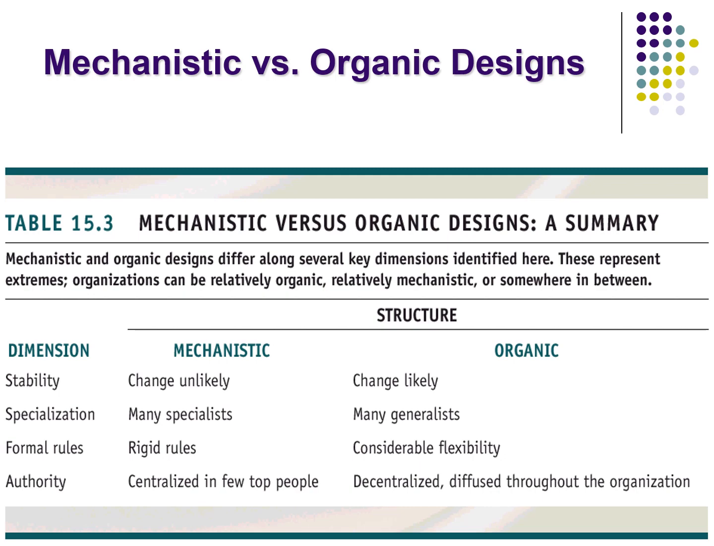Because of that specialization, there's going to be a fair amount of rules, and authority is going to be centralized to a top few people. Now, one of the ways we can look at this from the other direction is if we're trying to design an organizational structure, we might want to ask, how stable is the environment? The more stable the environment is, the more likely a mechanical kind of organization may make more sense.